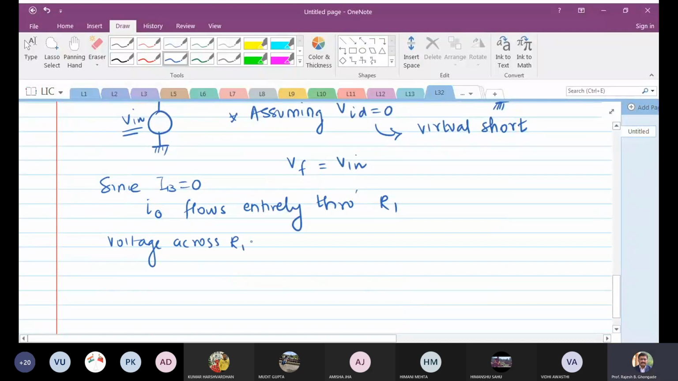What is the voltage across R1? It is VF. And what is the current flowing through R1? It is I naught. So can I say I naught is equal to VF by R1?